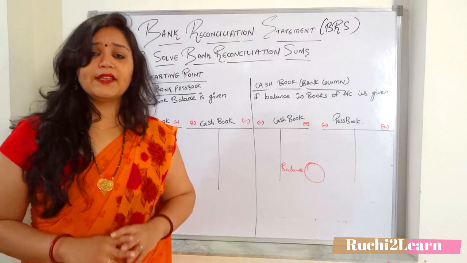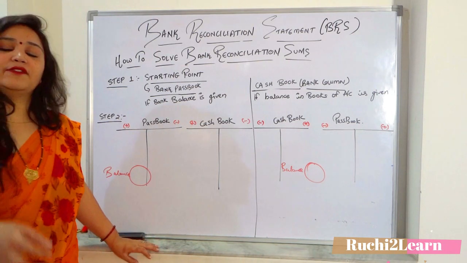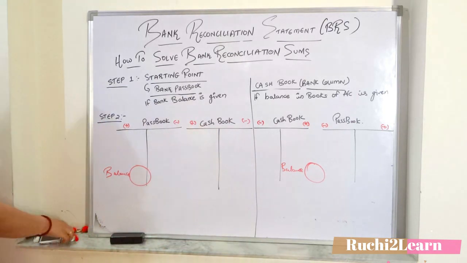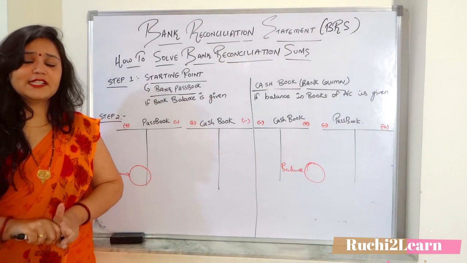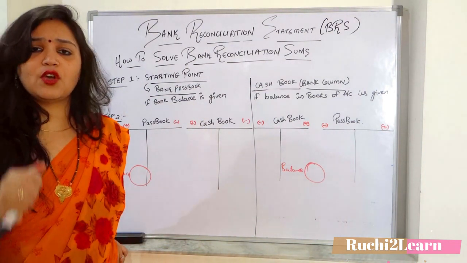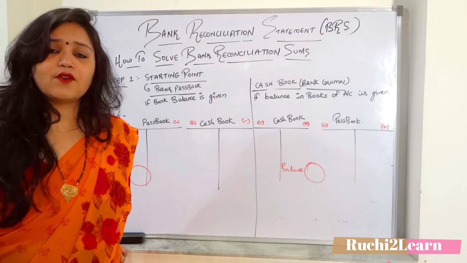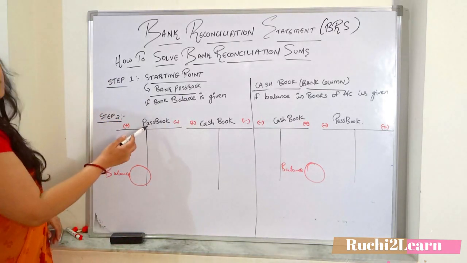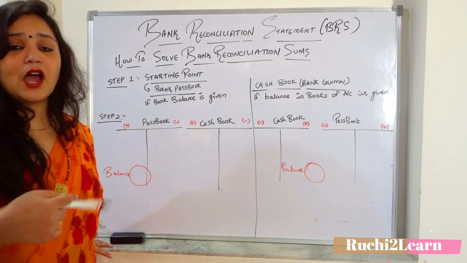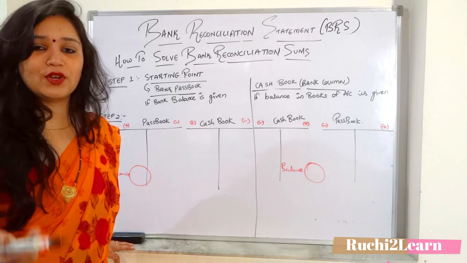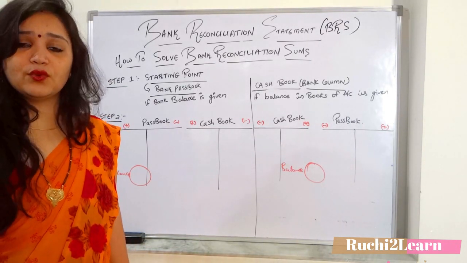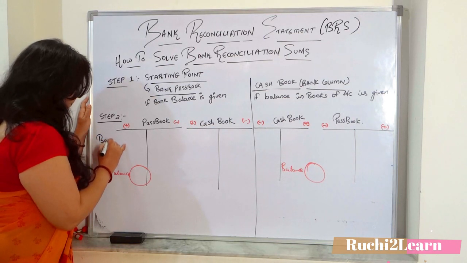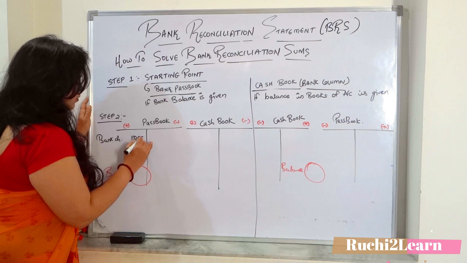Now, after this step, you will be given transactions, meaning this item was recorded here, and that item was recorded there. For example, you are given that bank charges of ₹1000 are recorded in the passbook but not recorded in the cash book. Bank charges are an outflow, the charges are deducted from my account. An outflow in the passbook means the debit side: bank charges of ₹1000.